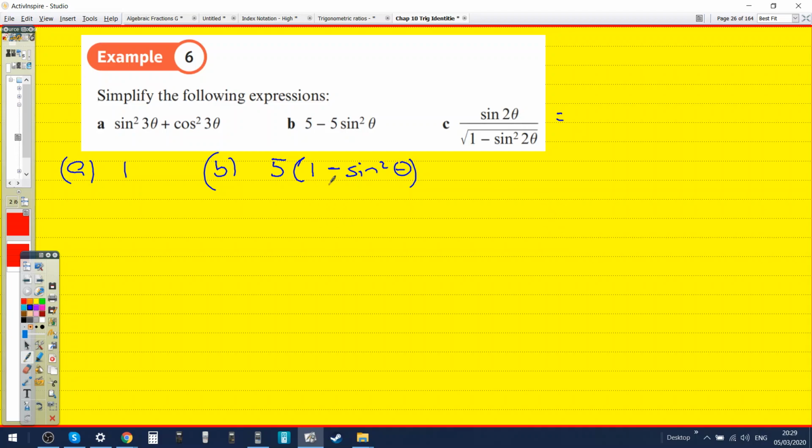So go back to B for a second. So 5 times 1 minus sine squared theta. What did you do there? So that's equal to cos squared theta. And so can you use that for C?